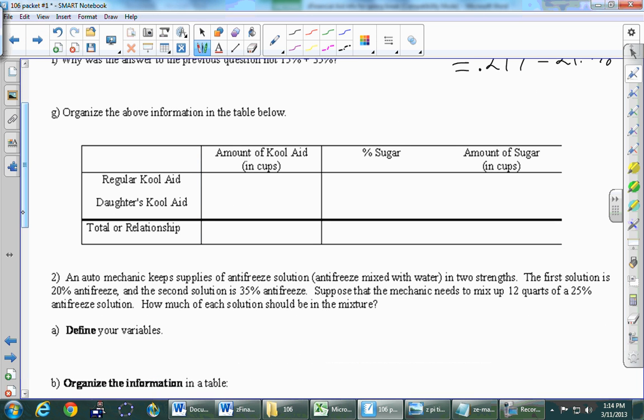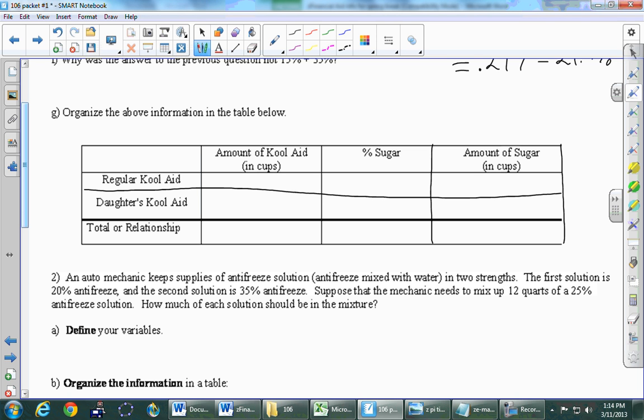All right, so we're going to organize the information above into our table here, and then we'll actually do a tough problem together. So last time we had a table that had 3 different rows and 3 columns, and then we filled in. So it's the same idea here. How many cups of Kool-Aid were in the regular? 20. How many were in the daughter's Kool-Aid, which was very sweet? It was 10. And the total? 30. So far, so good.